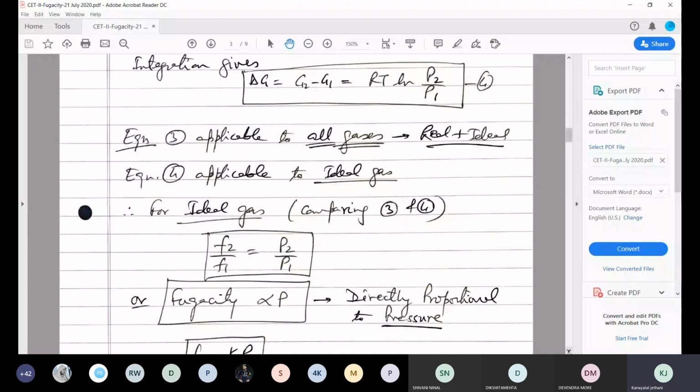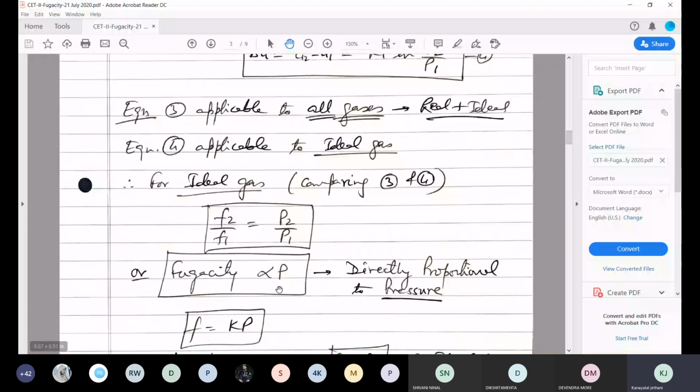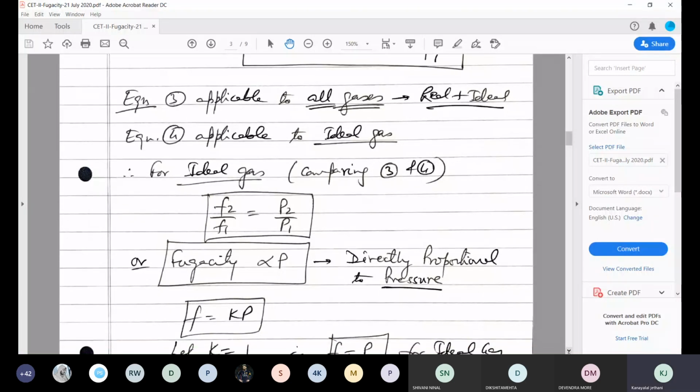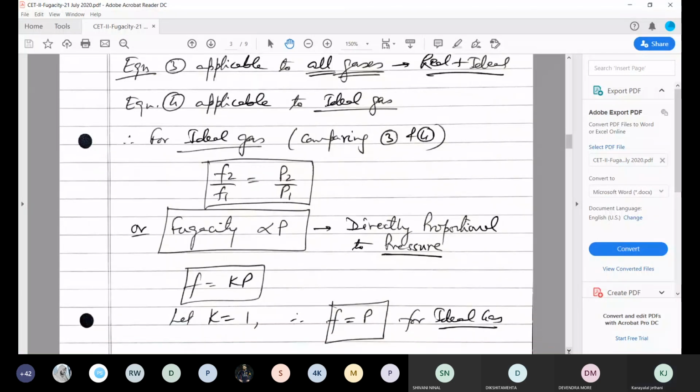So now we have a way to find out fugacity for any gas, right? If you can measure the pressure, then we can find out the fugacity of any gas at any pressure. And that's how we go about it. So this is the relation F is equal to K into P. And for ideal gas, K is equal to 1. That means fugacity is equal to pressure. And that is how we define a standard state. That means if you say the pressure is very low or gas is behaving like an ideal gas, then the fugacity of that gas at that pressure is equal to pressure.